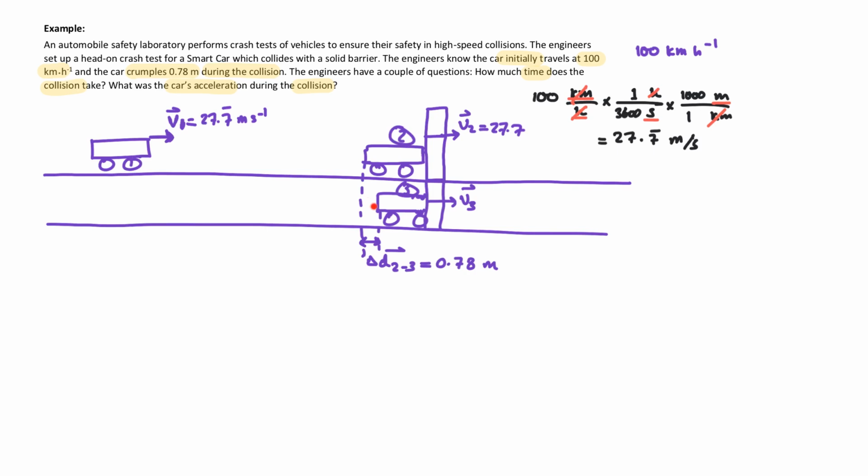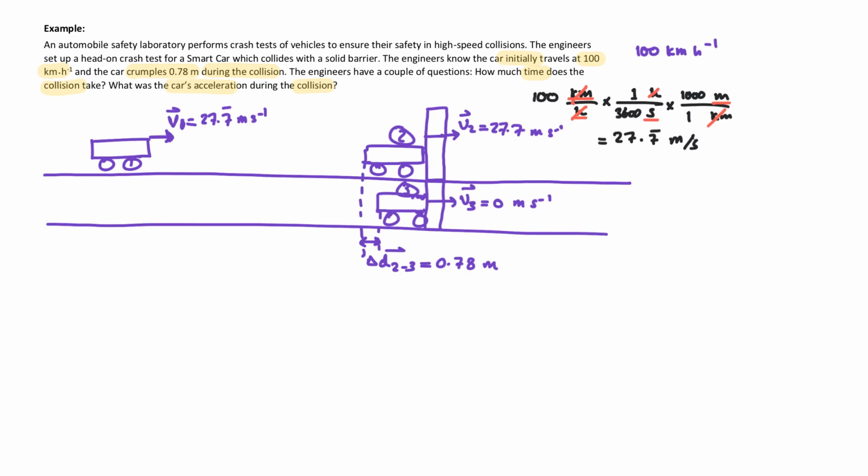And it's going to crumple, and at the end, it's not going to be moving anymore. So my final velocity here, something that's not mentioned in the question but something the question implies, is that at the very end, the speed of the car is going to be 0 meters per second. So I have a lot of information now. In fact, I have the velocity before, velocity after, and the displacement.